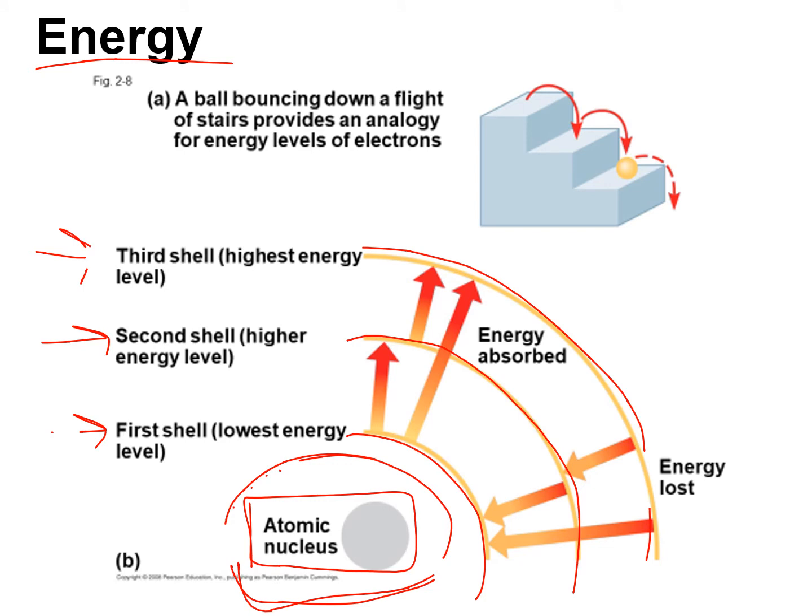Now, the location, which shell the electron is in, relates to its energy. So the first shell, the closest to the nucleus, has the lowest energy, the lower the energy the electron has.